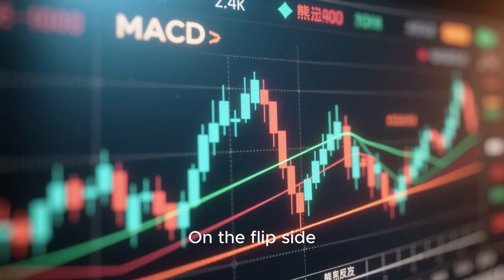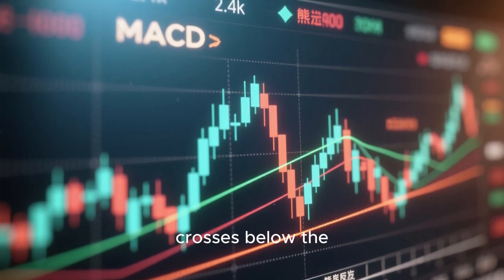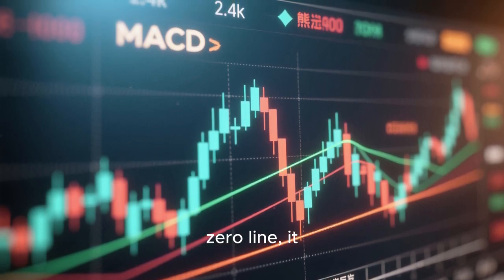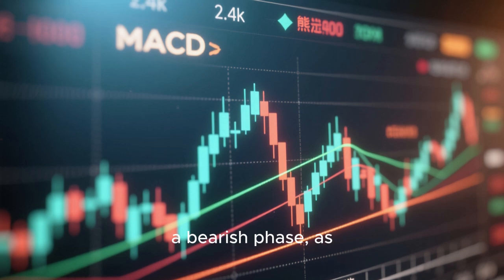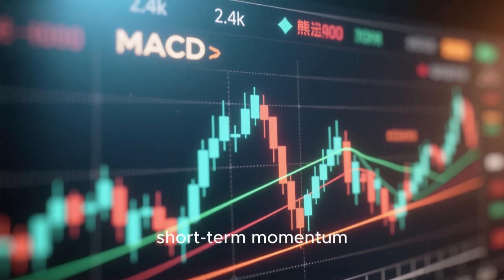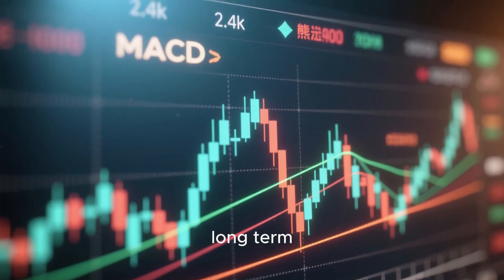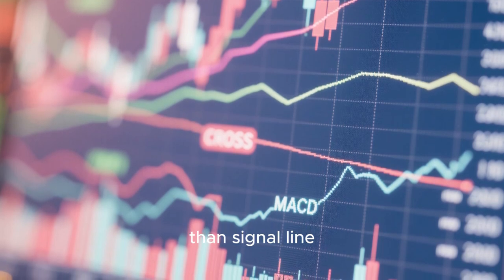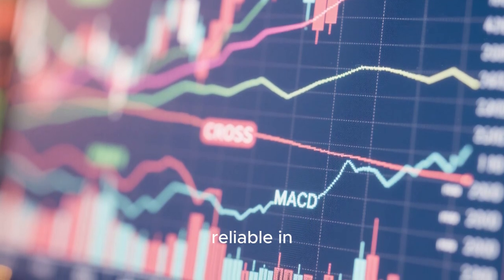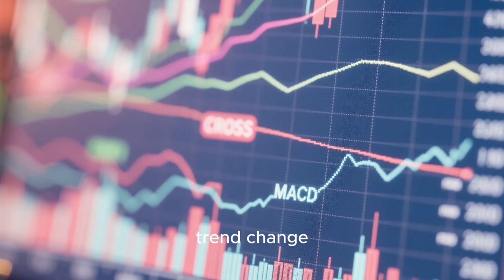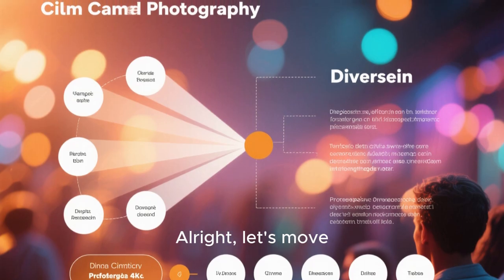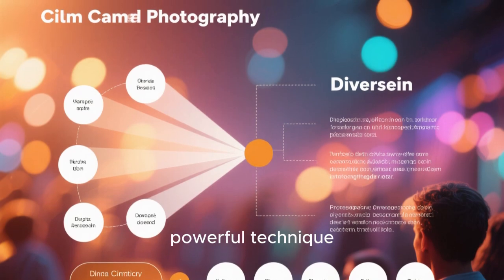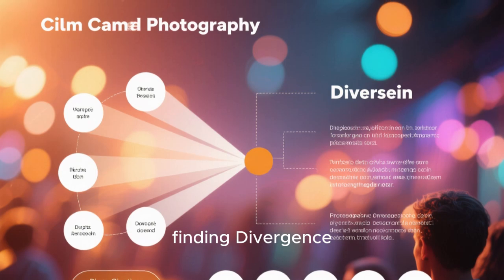On the flip side, when the MACD line crosses below the zero line, it suggests a potential shift to a bearish phase, as short-term momentum has weakened relative to the long term. These signals are generally slower than signal line crossovers, but they can be more reliable in confirming a major trend change. Alright, let's move on to a more advanced and powerful technique, finding divergence.